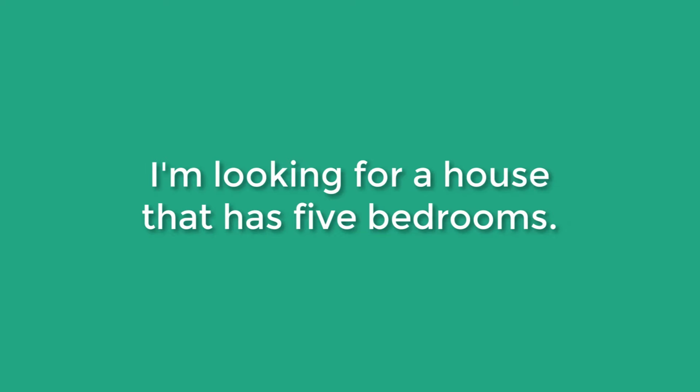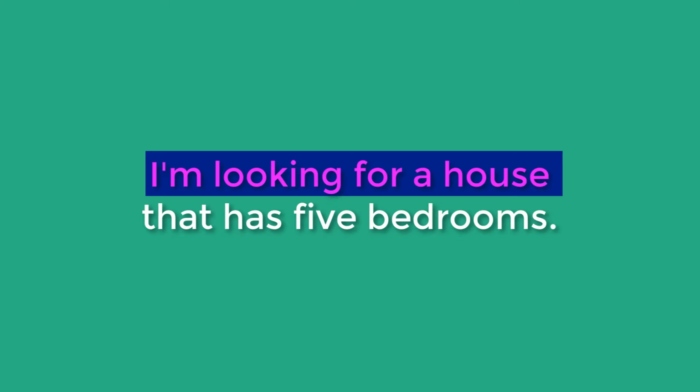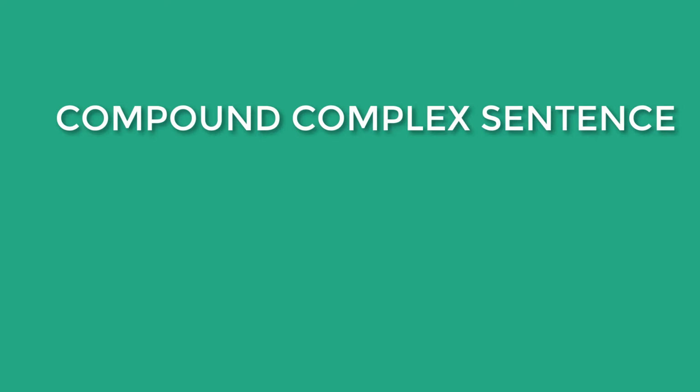I'm looking for a house that has 5 bedrooms. The independent clause is I'm looking for a house. The dependent clause, that has 5 bedrooms. Therefore, this is also an example of a complex sentence. Now let's look at the compound complex sentence.